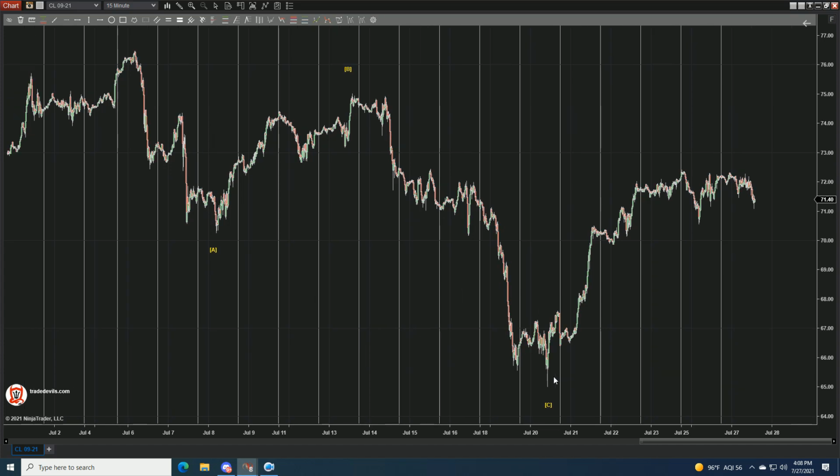So if I were analyzing this, and I'm interested in the possibility that I've got a pivot here, there's all sorts of things I can do with our toolbar. One of the first things that I would do is use our geometry tool here.